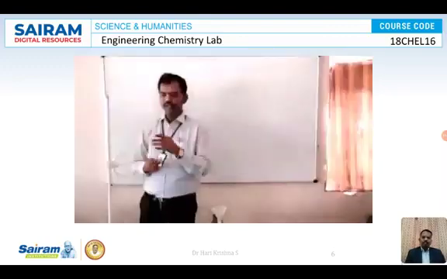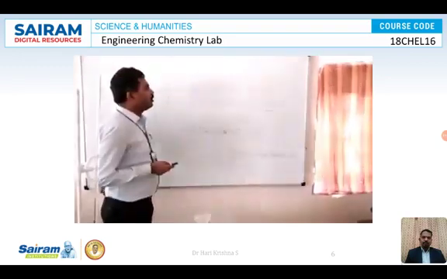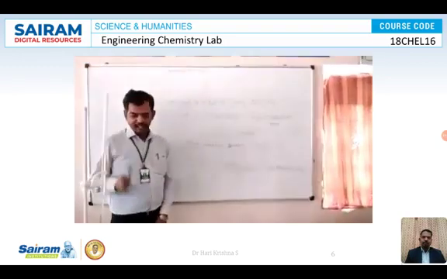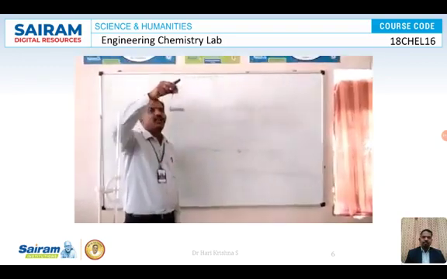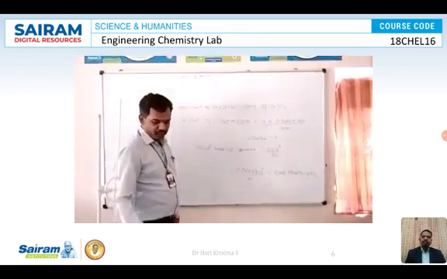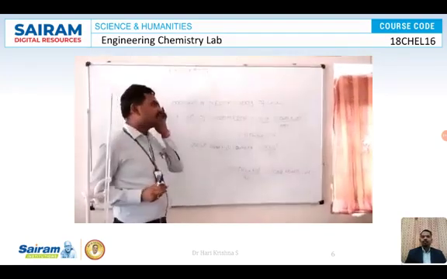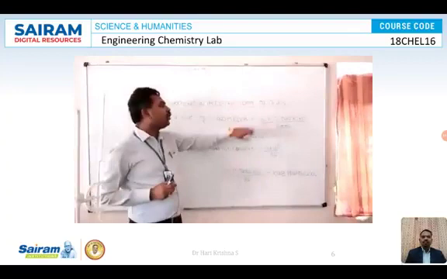Concordant values. Okay. So we have got the complete titration and we got the end point as 13.1 ml. The concordant values were 13.1 and 13.0. So the concordant value is 13.1.